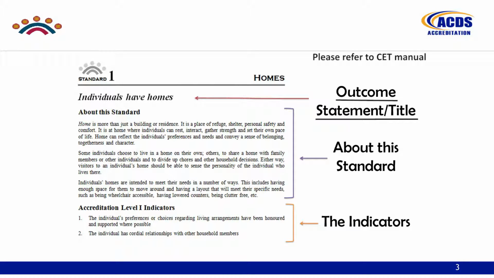The first section, if you notice, is an outcome statement or the title of every standard. The next section is called About the Standard, and it gives the background or the context for the standards. Following that are the indicators, and every standard has 4 to 8 indicators that speak to what needs to be in place in order to meet the standards. In total, there are 47 standards within the CET.